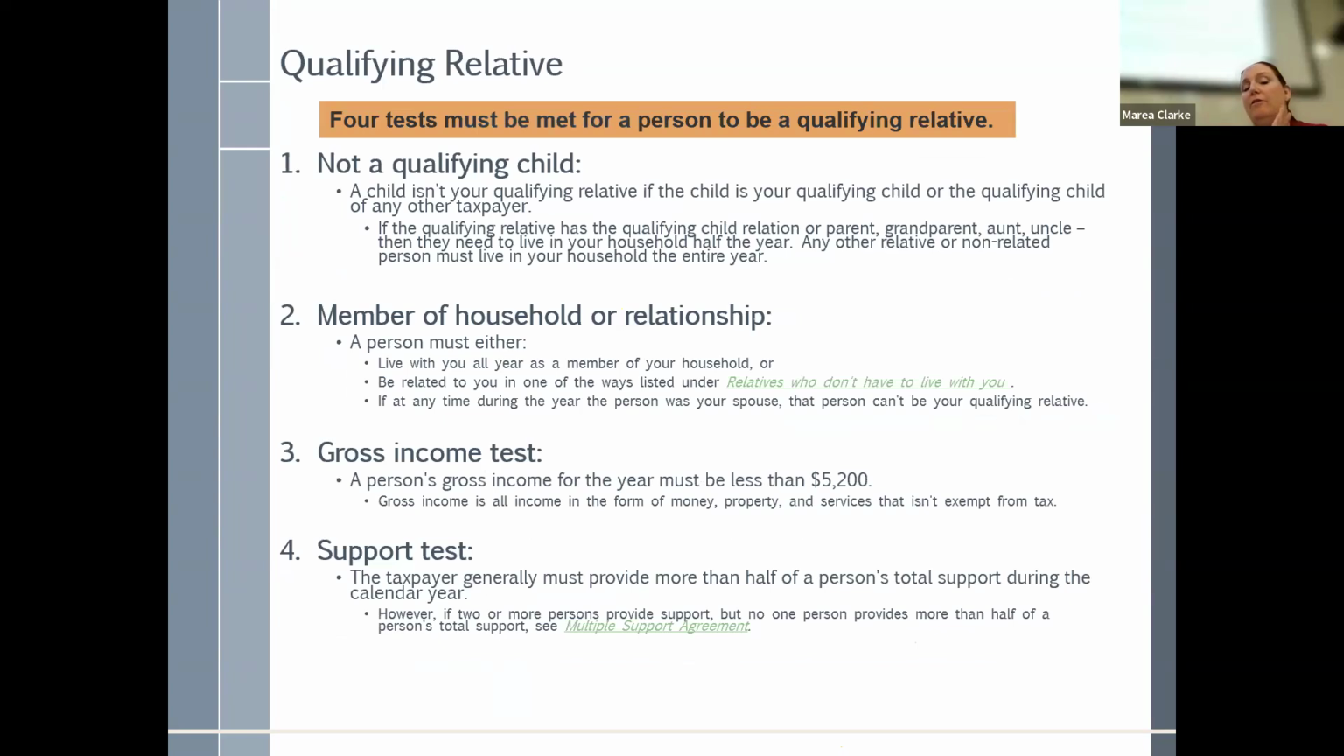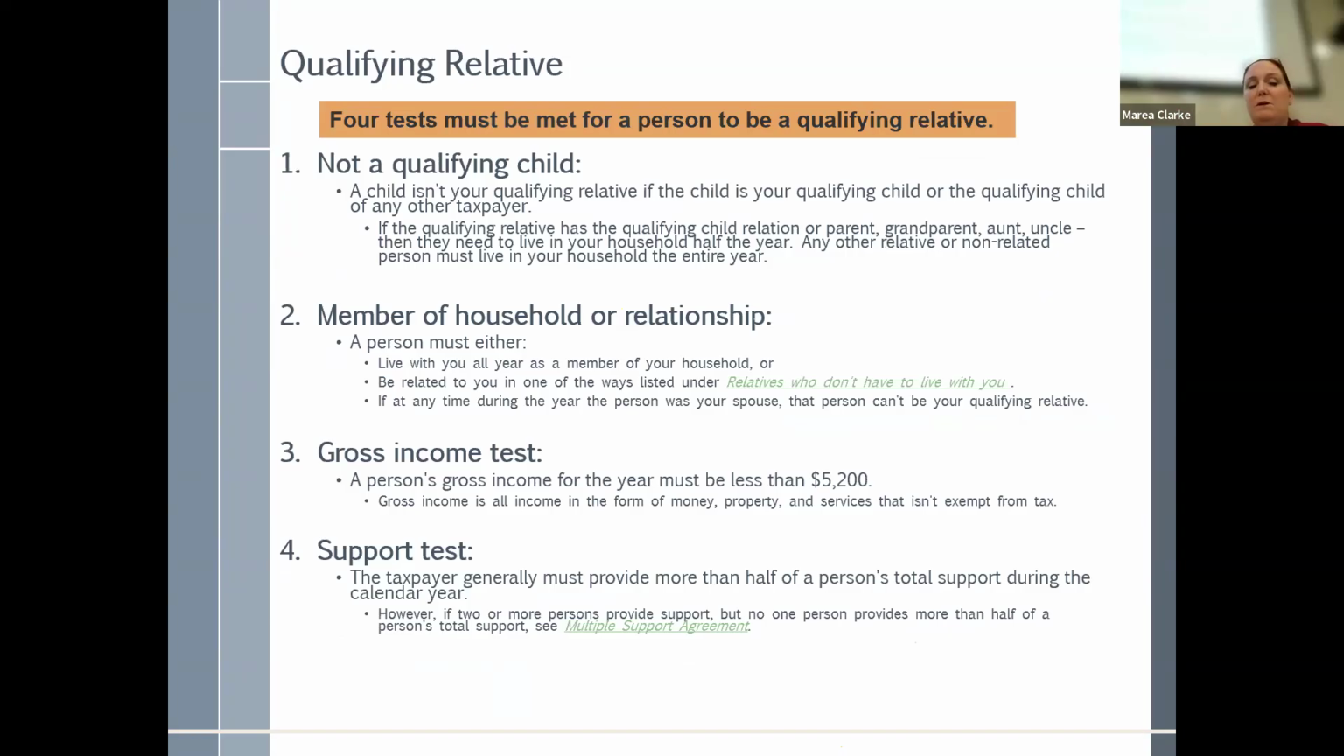If you don't meet the qualifying child test to be a dependent, you still might be a dependent if you meet the qualifying relative test. That one is a little bit simpler. The first one is very easy, right? You can't be a qualifying child. If you're a qualifying child, that's what you are. There's no talking about being a qualifying relative.